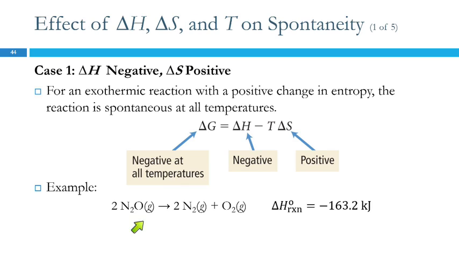An example here, we've got 2 moles of gas going to 3 moles of gas. So the change in entropy here is positive. So delta S is positive, delta H is negative. When we combine those, we're going to get negative delta G. This is going to be spontaneous at all temperatures. Any questions?